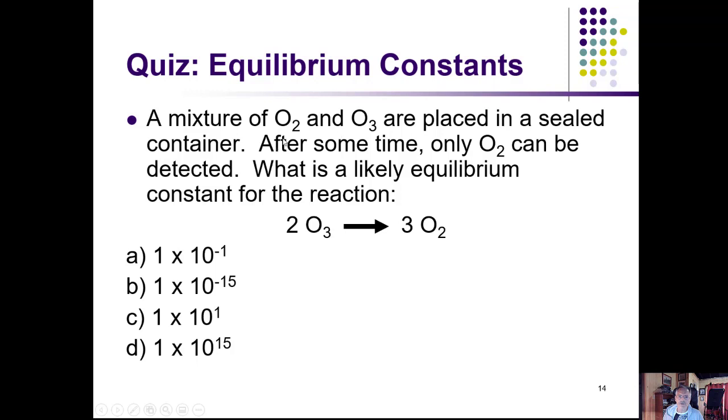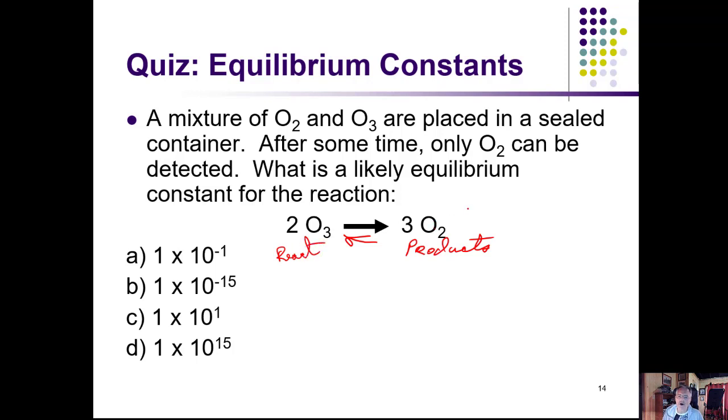So, quiz: a mixture of O2 and ozone are placed in a sealed container. After some time, only the O2 can be detected. What's a likely equilibrium constant for this reaction? Well, here's your product, which is O2. So these are your products, it's just the O2. You allow the reaction to go to equilibrium, and when you try to measure the concentration of ozone, this stuff over here, this is your reactant.